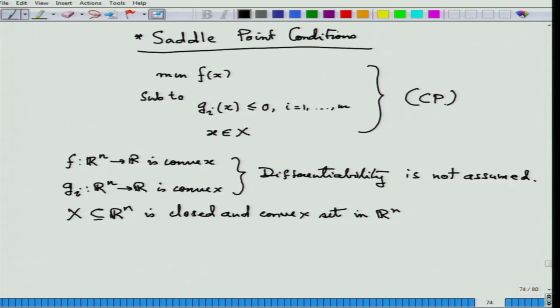Now, these functions are not assumed to be differentiable. So, they could be just, but they are sub-differentiable, obviously they all have a subgradient at every point, and so this is quite a general form of convex function.